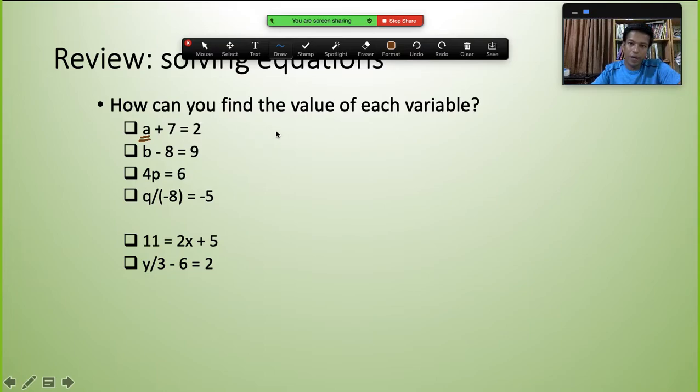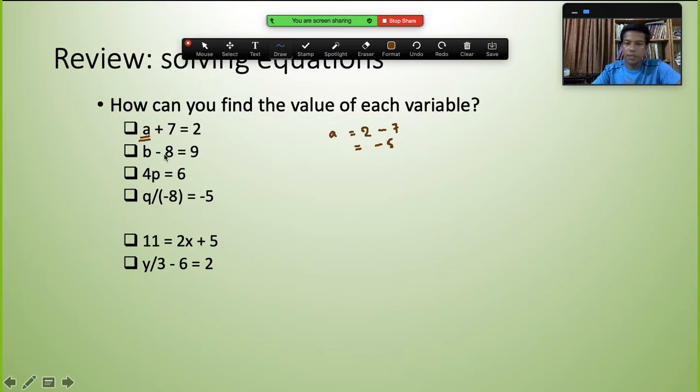But if you have any confusion, then you will need to take care of this as soon as possible, or else it will be a problem. So to solve this kind of problem, a plus 7 equals 2, what we have to do is subtract 7 from both sides, then it becomes 2 minus 7. So ultimately the answer is minus 5. Minus 5 is the answer here.